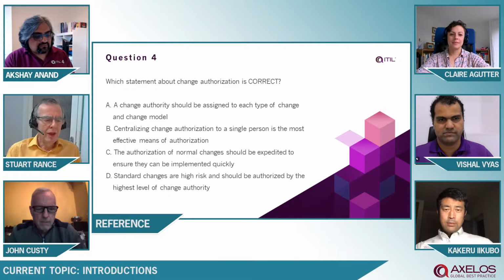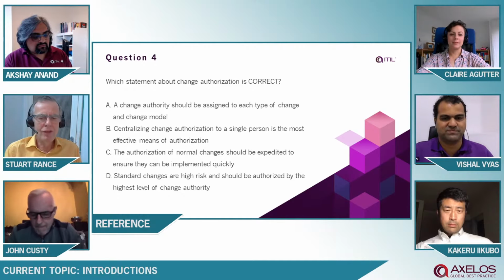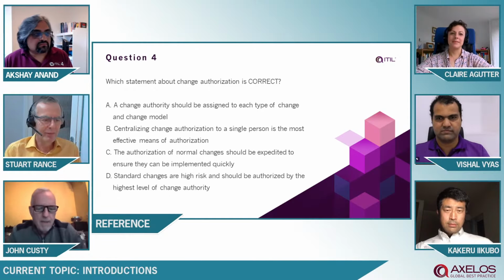So there's a style of question here. Which statement about change authorization is correct? So there could be about any aspect of change authorization. That also makes it a bit challenging, but let's look at them. A, a change authority should be assigned to each type of change and change model. Now, as it happens, that's the right answer, but let's assume I have no idea what that's talking about and skip past it for the minute.